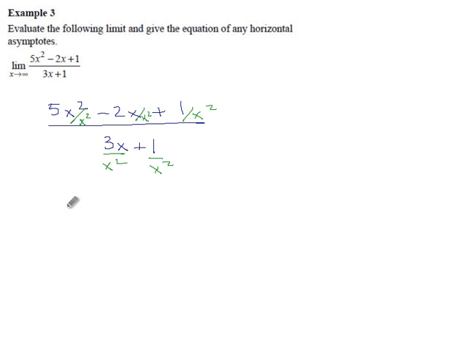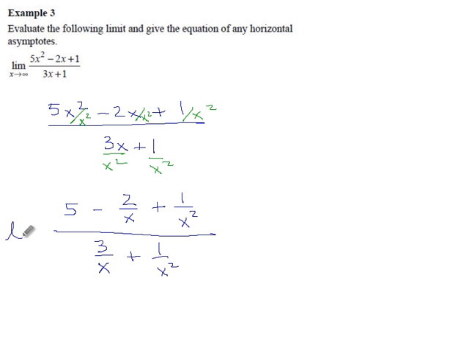5x squared over x squared leaves simply 5 minus 2. One of these x's is going to cancel, so we'll just be left with 2 over x. And then we get 1 over x squared. And down here one of the x's cancels, so we're left with 3 over x to the first power. And then we get 1 over x squared. And that's in the limit as x goes to infinity.